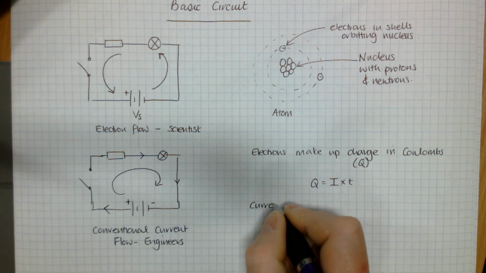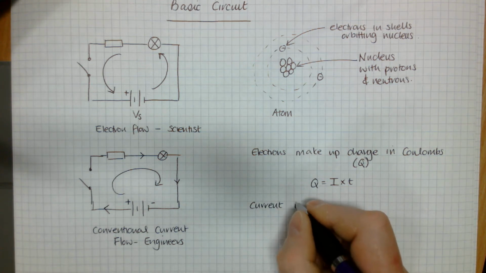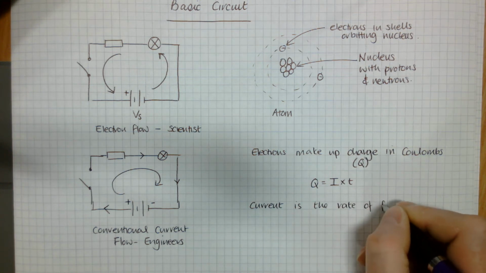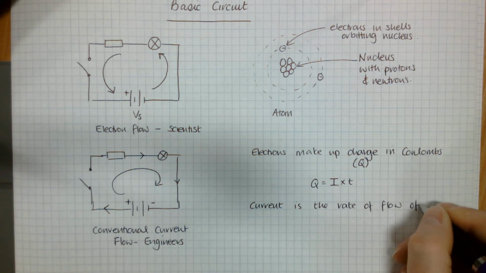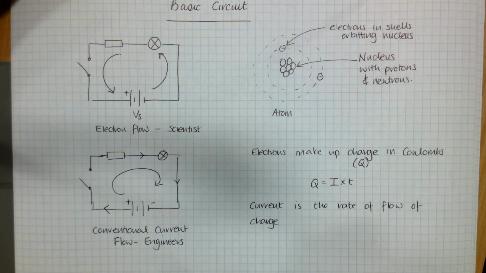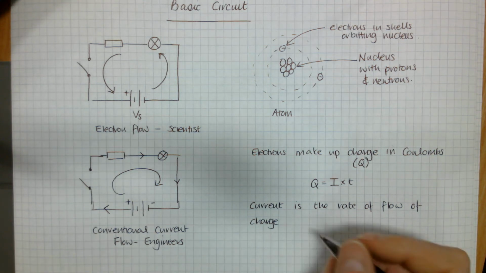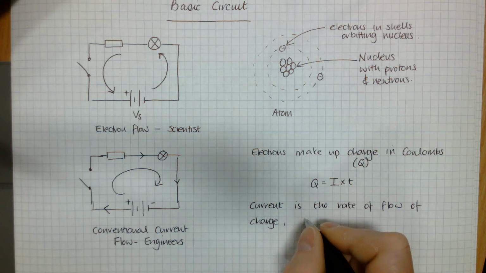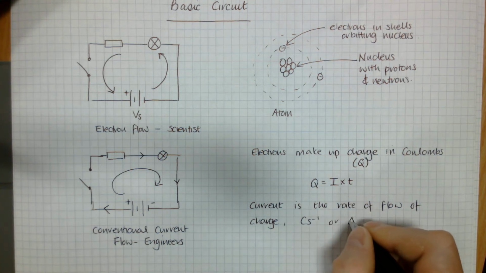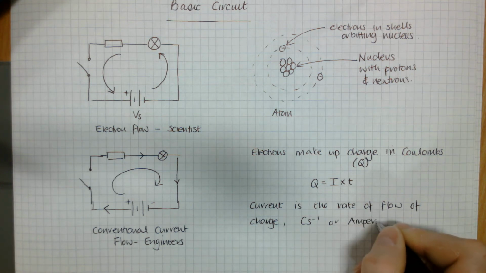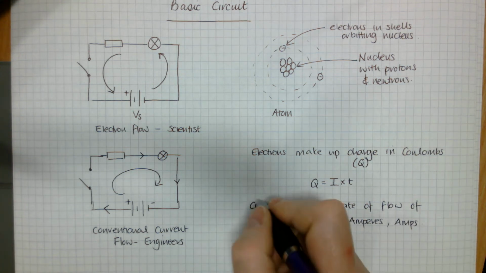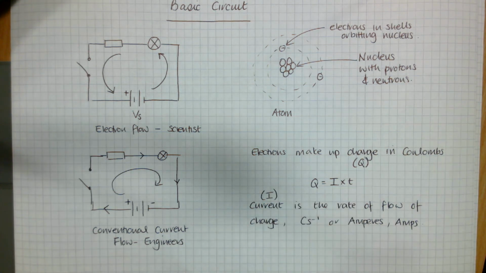Current, the thing that we usually talk about, by definition, is the rate of flow of charge. So it could be described as being in coulombs per second, or amperes, amps. And when you see current in a formula, it's got the symbol I. We know that.